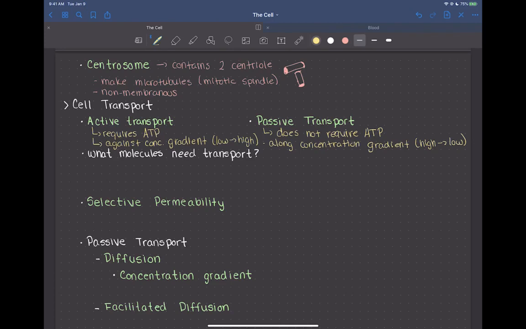Or a lot of times in the cell, you're going to be taking a molecule. So for example, we said before, if we have the cell membrane here, we have a ton of sodium on the outside, right? We have a tiny little bit of sodium on the inside. And so constantly the cell is going to be pumping this sodium out, okay?